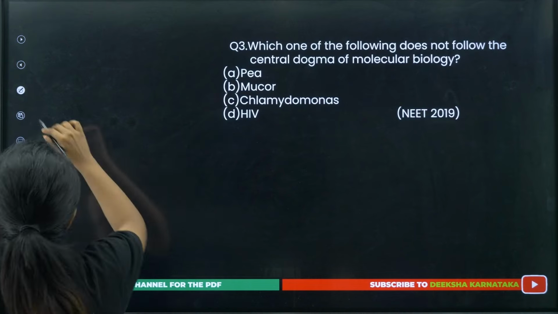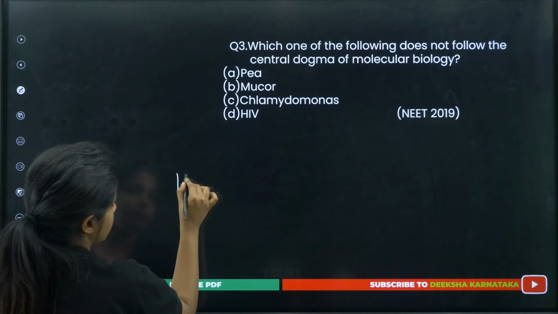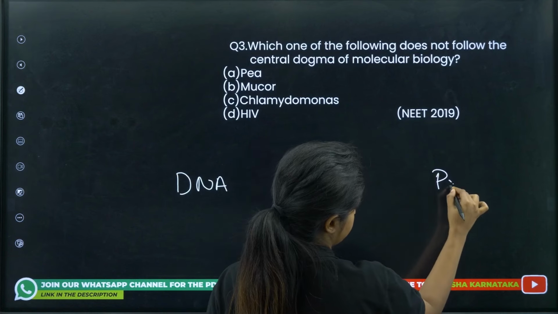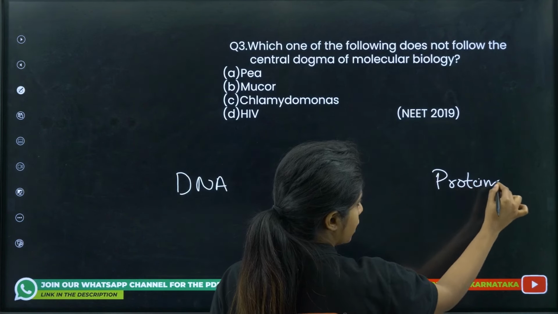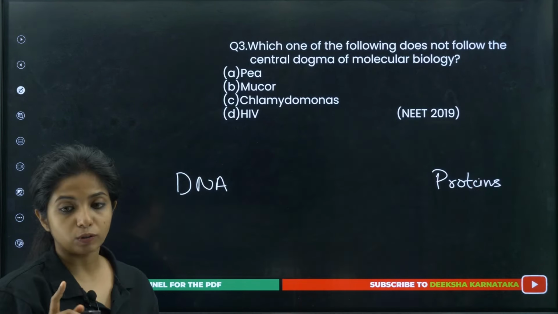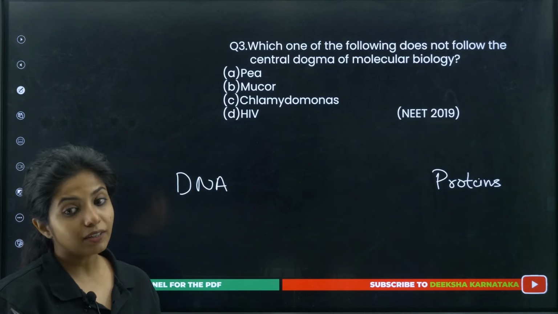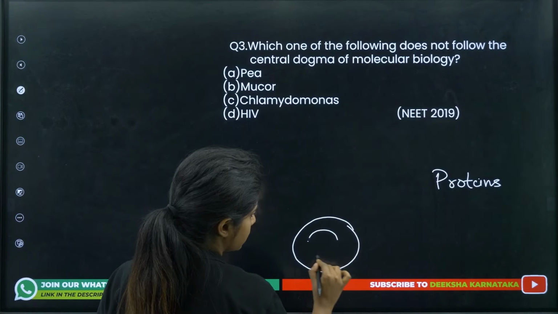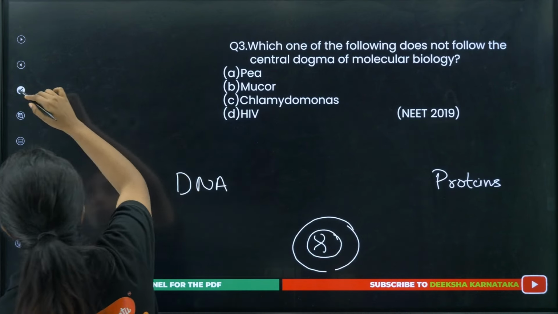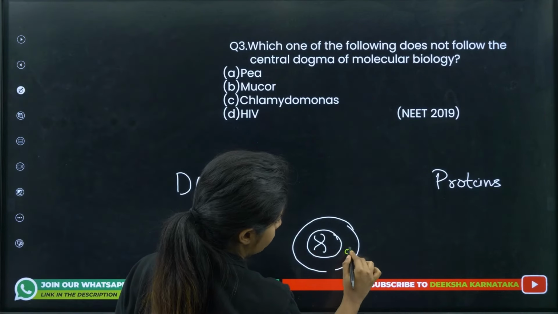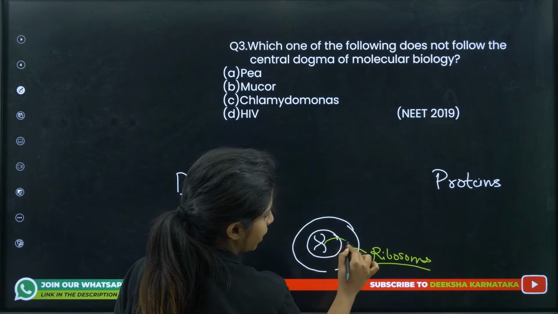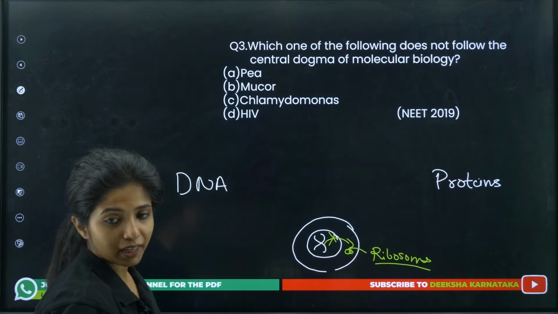What does the central dogma say, children? Central dogma says that DNA has to make proteins. I'll make it easy for you. DNA has to make proteins, but DNA cannot go outside the nucleus for making proteins, and the ones that make proteins are outside the nucleus. So the problem is, DNA is inside the nucleus, but the ones that make protein are outside the nucleus, that is our ribosomes. So the DNA, can it go outside? No.